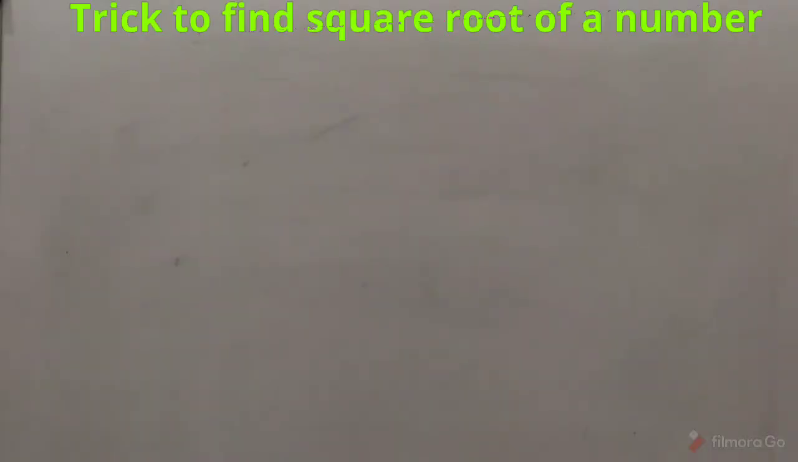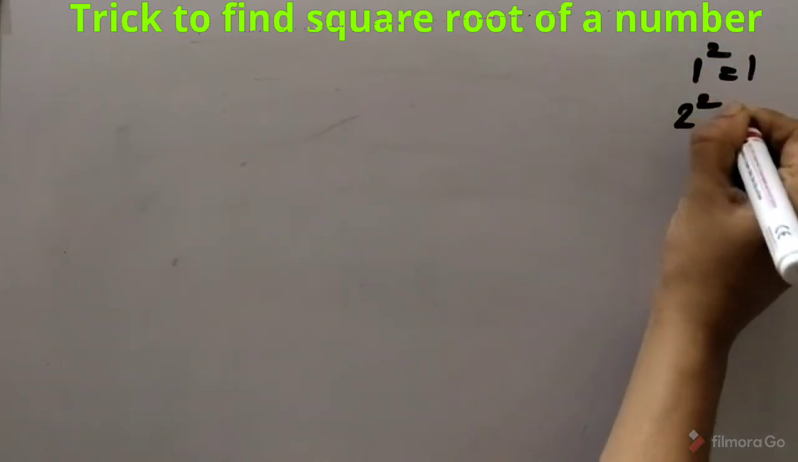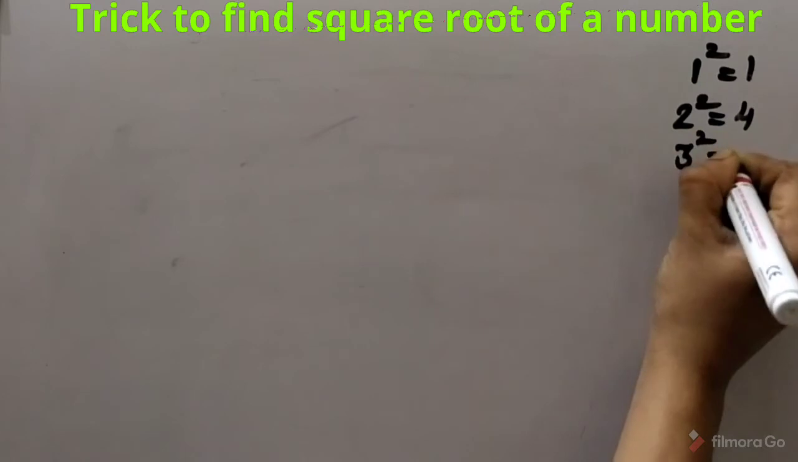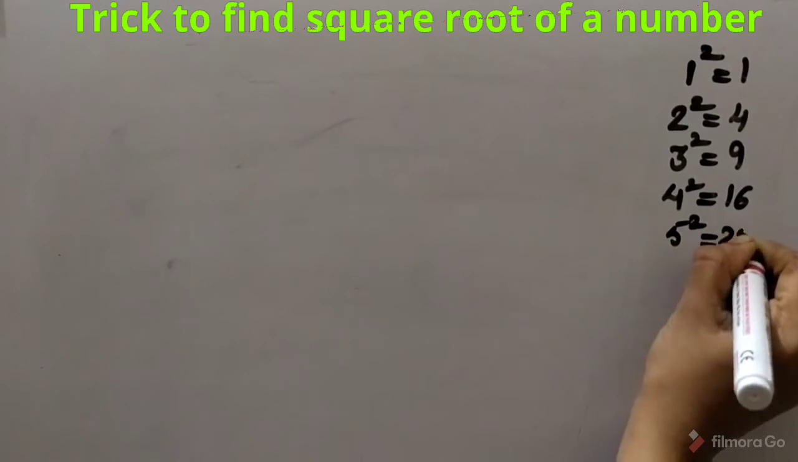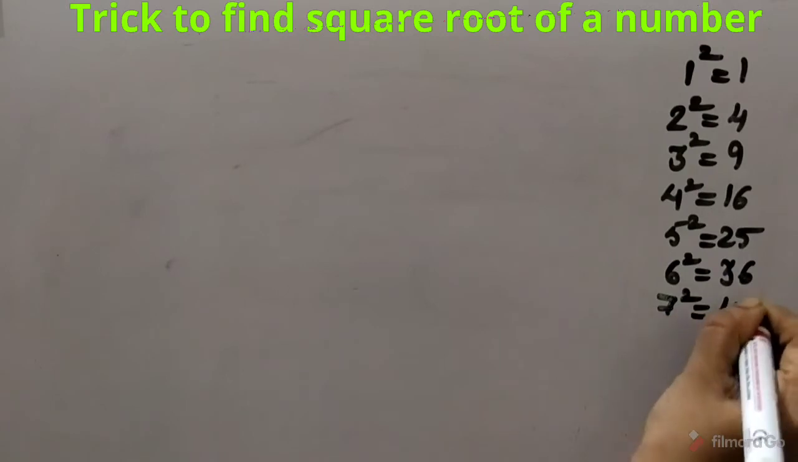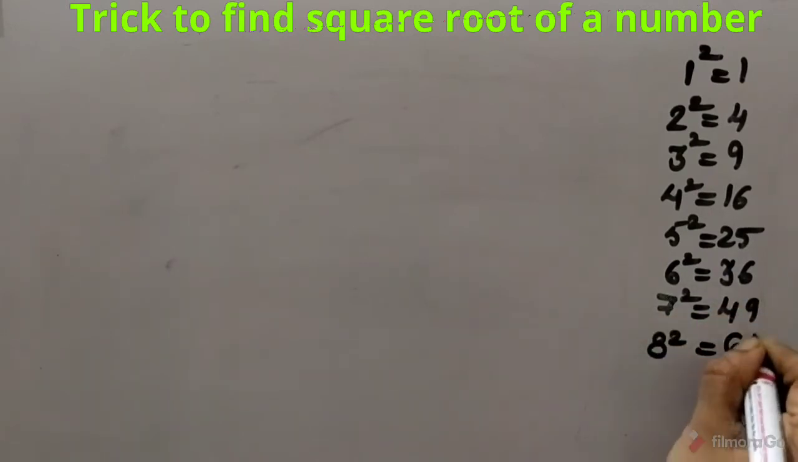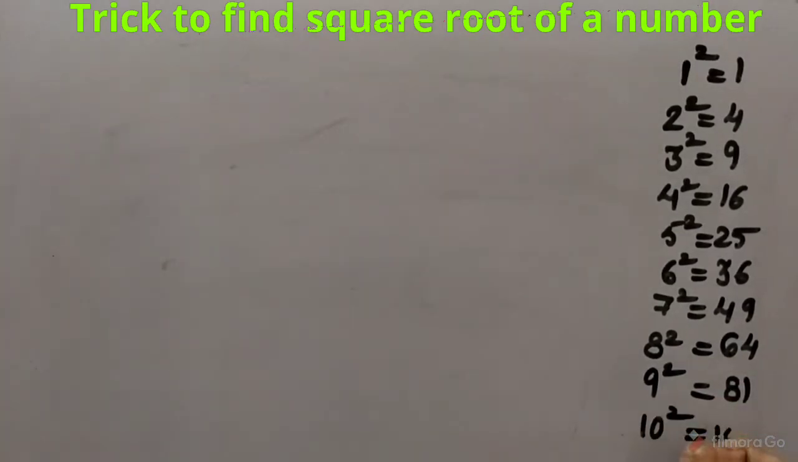To find out the square root of numbers which are perfect squares, my dear children, you must know squares of numbers at least till 10. So let's make a list of squares of numbers. 1 square is 1, 2 square is 4, 3 square is 9, 4 square is 16, 5 square is 25, 6 square is 36, 7 square is 49, 8 square is 64, 9 square is 81, 10 square is 100.